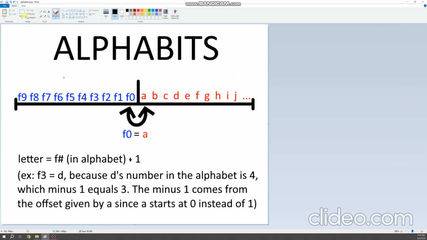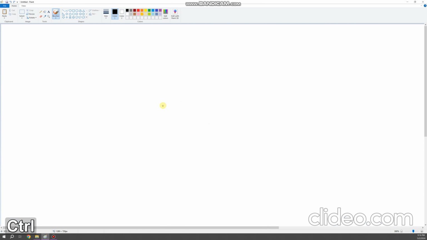Let's try a few example problems. What? It's fine. Okay. I had a little bit of a scare there. I already had it saved in my files though, so it's okay.